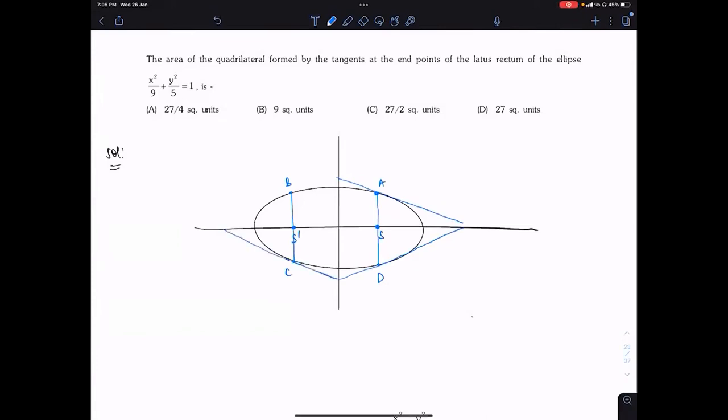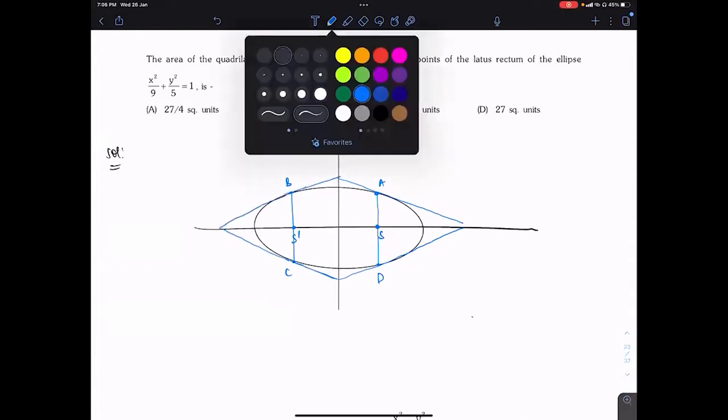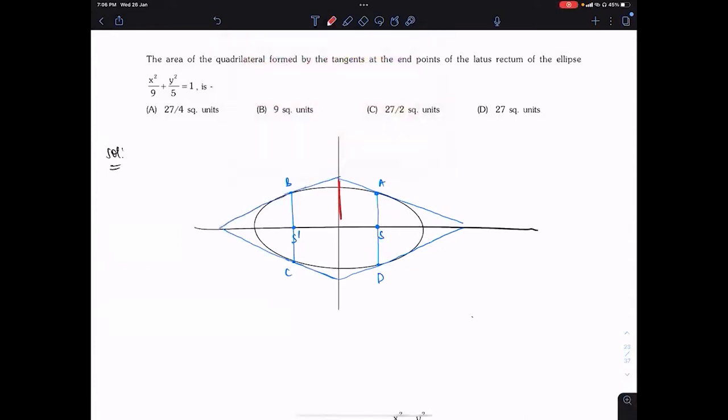Okay. See, you can see just by symmetry that if you just need to find this triangle area, that is enough, no?